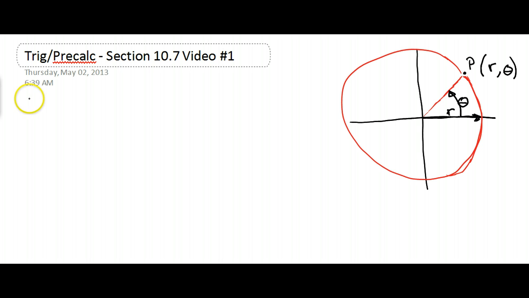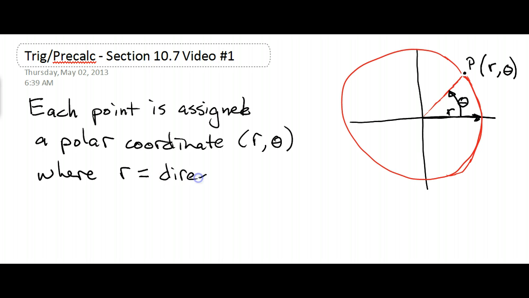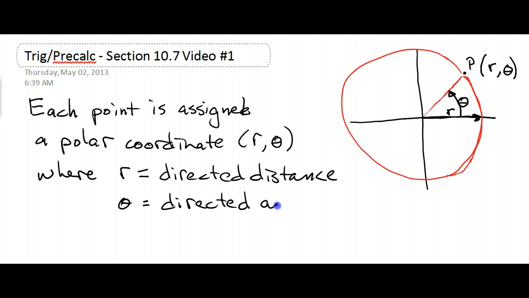So let's write this out here. Each point is assigned a polar coordinate r, theta, where r, it's really a radius, but we call it the directed distance, and theta is the directed angle.